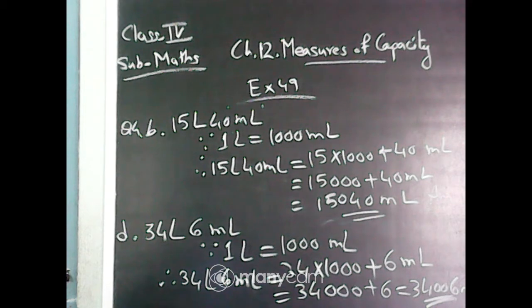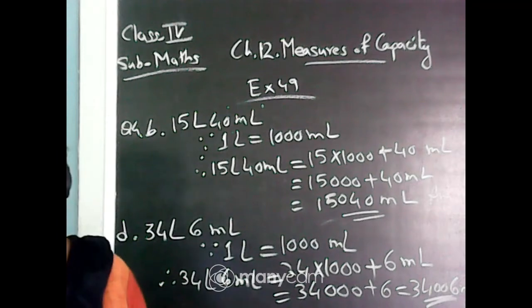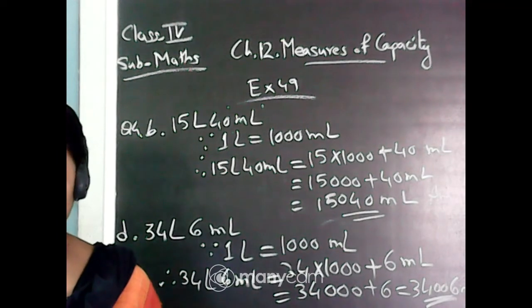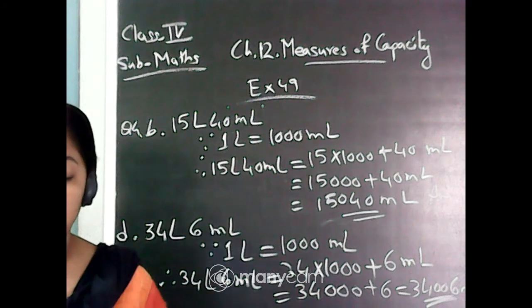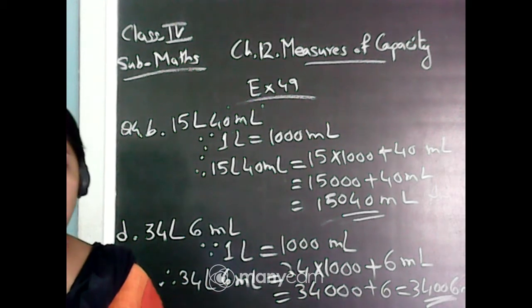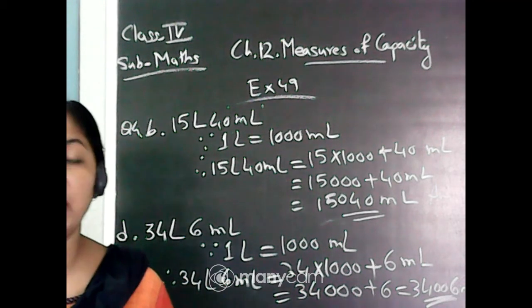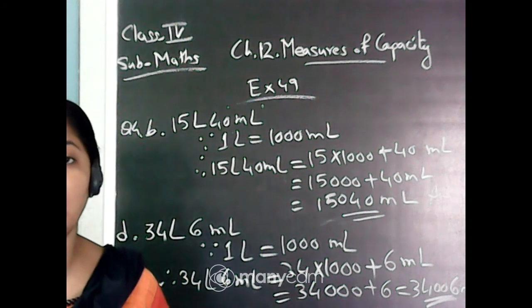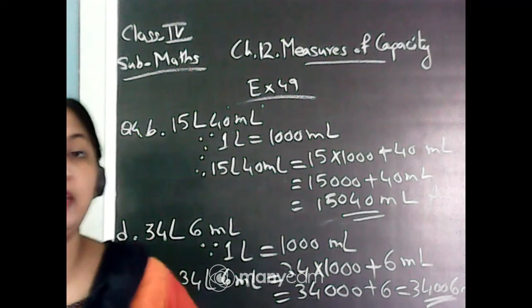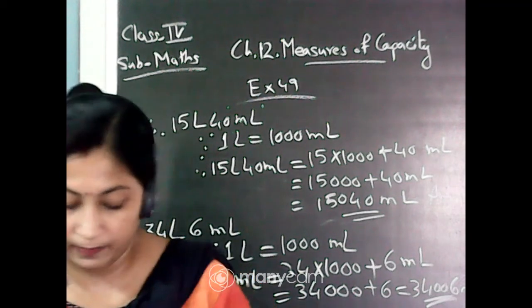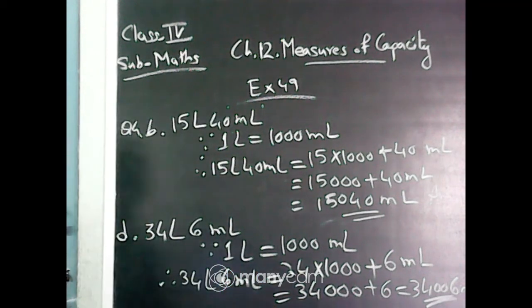Now here 4 units are given and you have to convert into only 1 unit. Here it is given kiloliter, hectoliter, decaliter, liter. So you have to convert into only 1 unit, that is liter. First you will convert the kiloliter into liter, then hectoliter into liter, then decaliter into liter, and lastly it is already given in liter, so you will add that one.